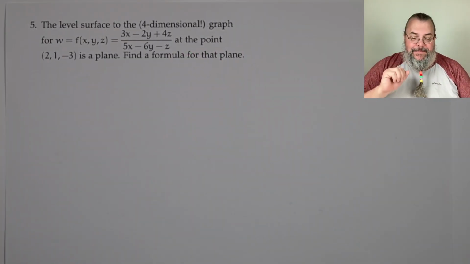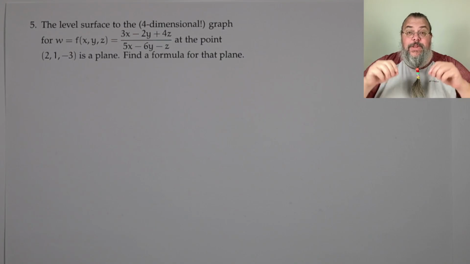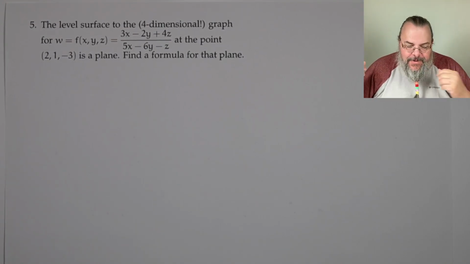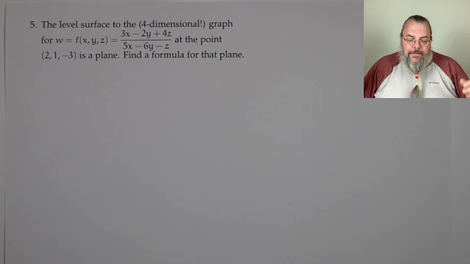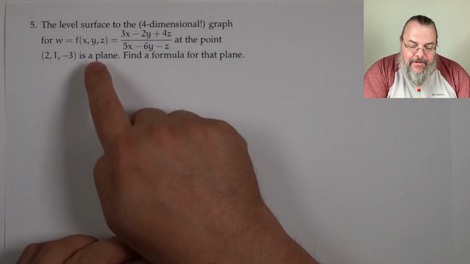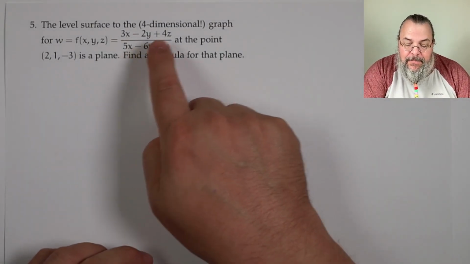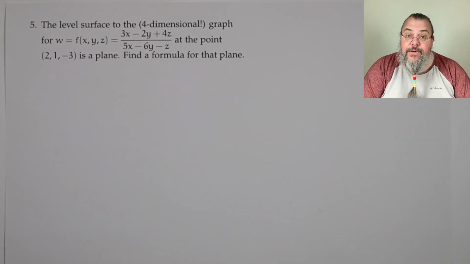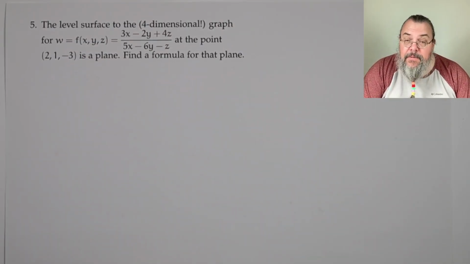Number 5. The level surface to the 4-dimensional, I don't know why they had to emphasize it, but okay, graph for w equals f of xyz equals 3x minus 2y plus 4z over 5x minus 6y minus z at the point 2, 1, negative 3 is a plane. Find a formula for that plane.